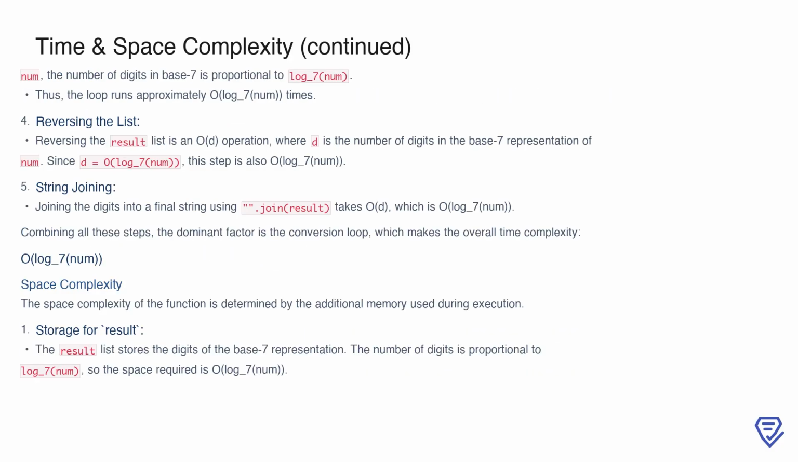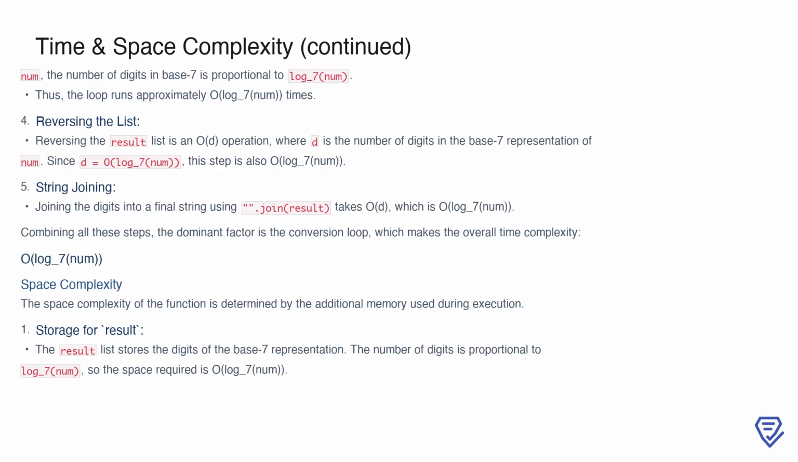Now, considering the remaining steps, we have the reversal of the result list. Reversing a list involves swapping elements, which takes O(d) time, where d is the number of digits in the base 7 representation. Since d is proportional to log_7(number), this step also runs in log_7(number) time. After reversing the list, we join the digits into a single string using a string join operation. This operation also takes O(d) time, which is again log_7(number).